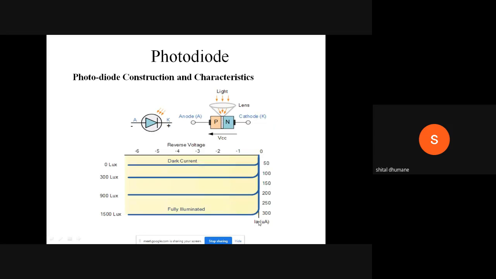See, this is the current, and this we can say is the sensitivity. So this is the dark current, and this is fully illuminated. What should be the dark current? What is your current at the time of your dark mode, and when you are fully illuminated, what should that particular current be?